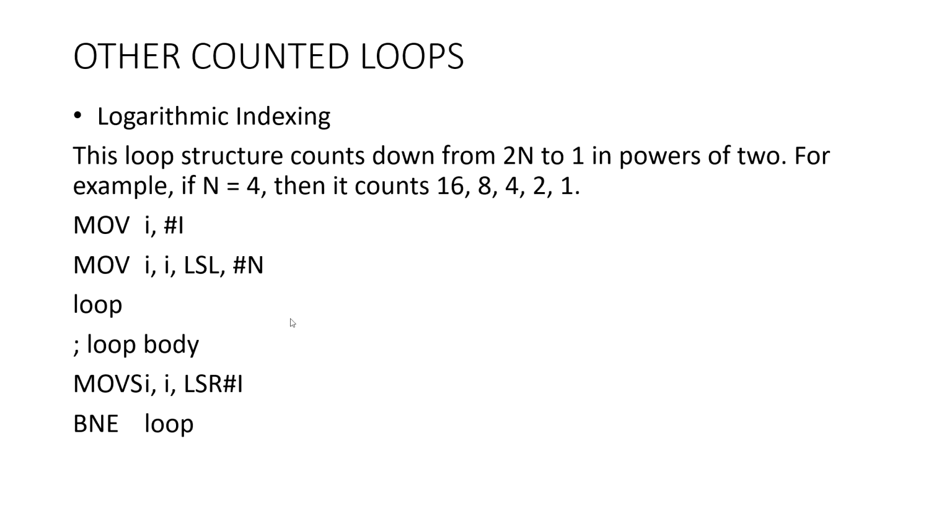For example, if I have 2 and I move left by 1 bit, it will be 4. If I move one more left, it will become 8. So it will be 2 raised to n. That's how we have done it. Then move with LSR is equal to 1. That means we are getting the value of the power of n.